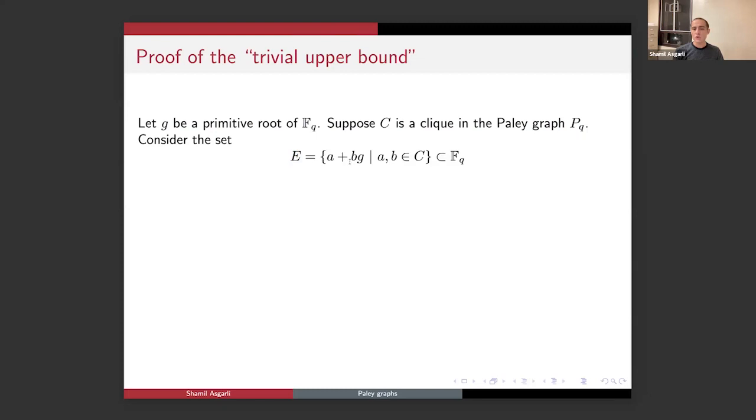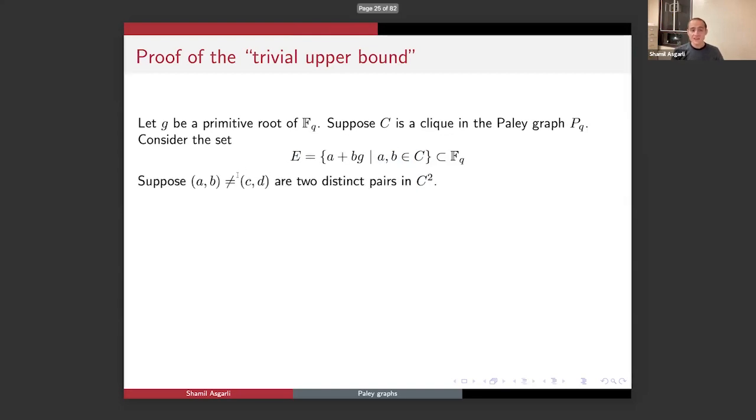And E is just all elements of the form A plus BG, where A and B are elements of the clique. All right. So this is just some subset of FQ. Now, what I'm going to show you is that this set E is not too small. In fact, I'm going to show you that this set E is quite large. It's as large as it gets.